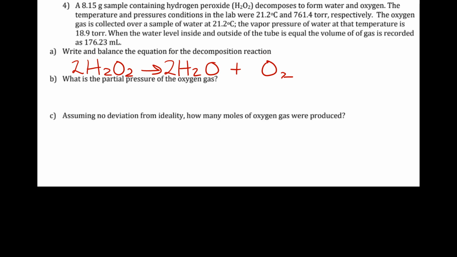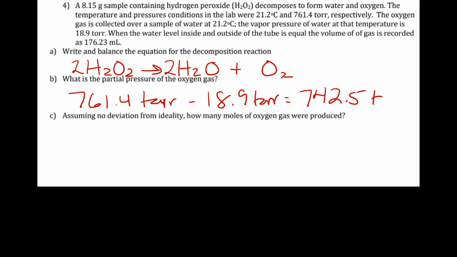What is the partial pressure of just the oxygen gas? So you have the pressure of the reaction, the conditions were 761.4 torr. The oxygen gas is collected over water, the vapor pressure of the water is 18.9 torr, so the rest is the pressure of the oxygen. So 742.5 torr.